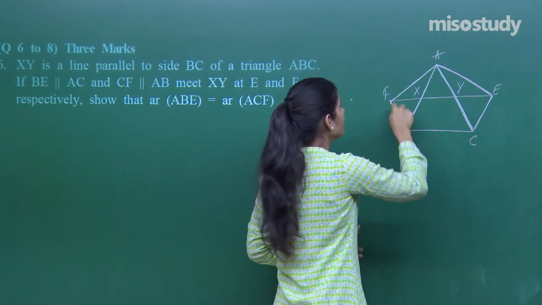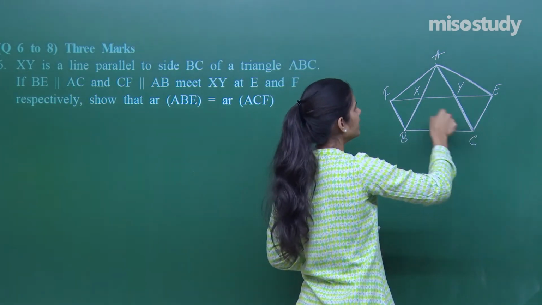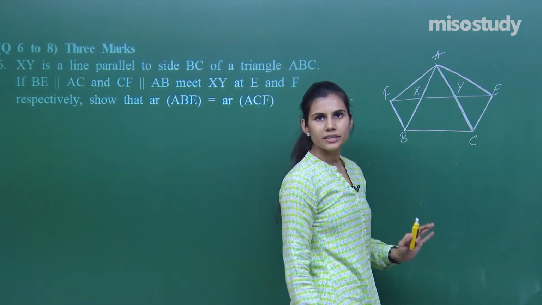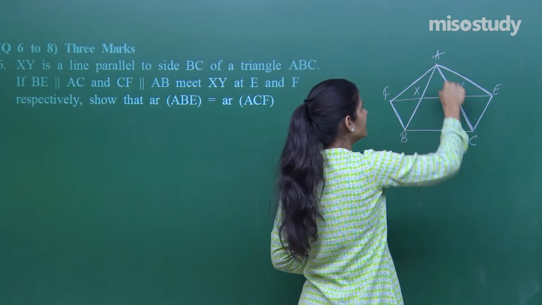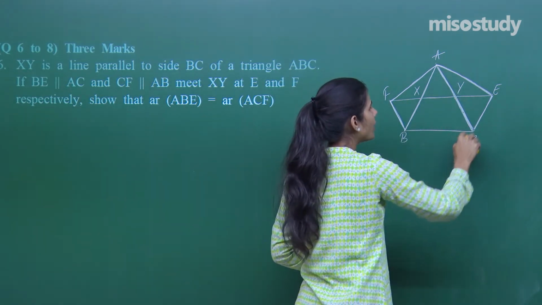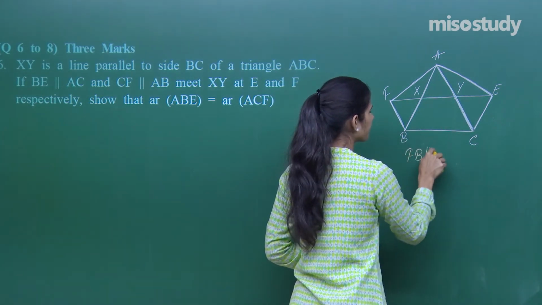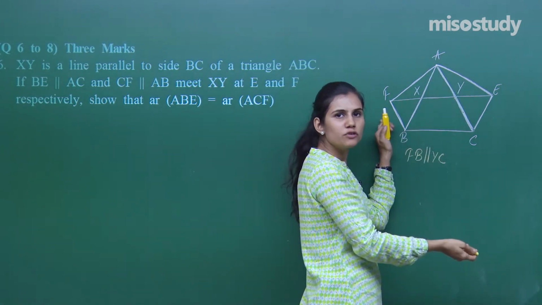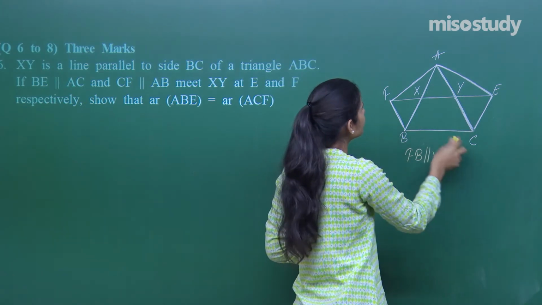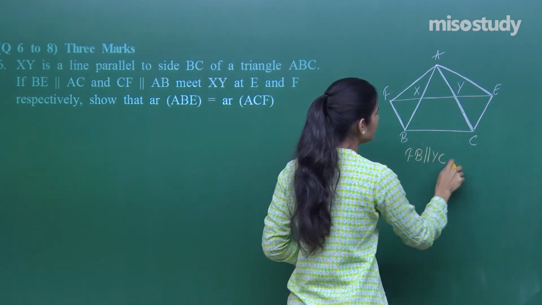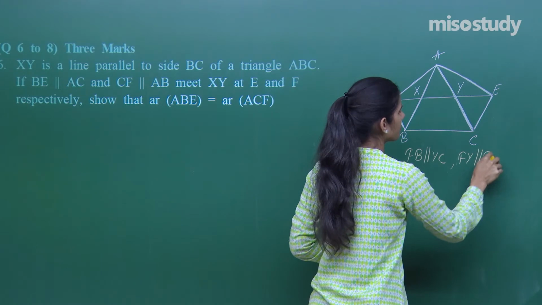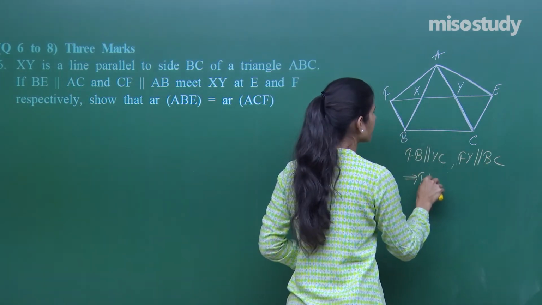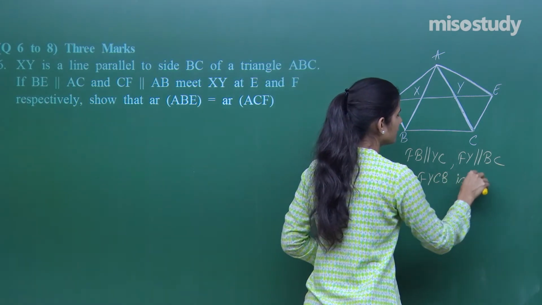Carefully observe, you have FB is parallel to AC and you have XB is parallel or AB is parallel to EC. This is the given in the question. If FB is parallel to AC, then FB is parallel to YC. If FB is parallel to complete AC, then it is parallel to any part of AC as well. So FB is parallel to YC. Already FY is parallel to BC. And therefore FYCB is a parallelogram. Right?